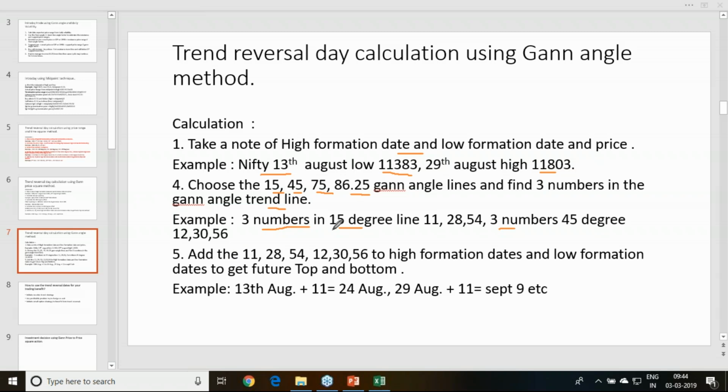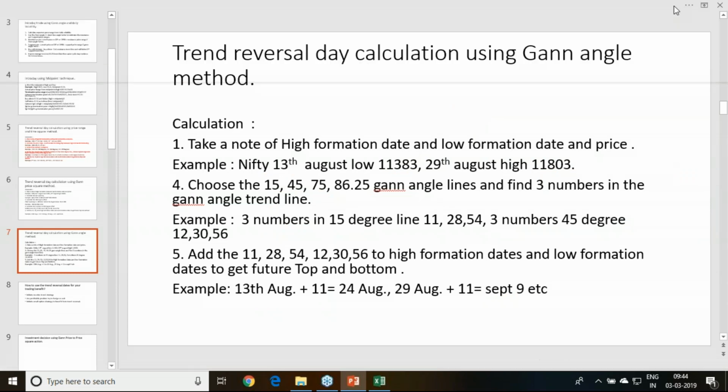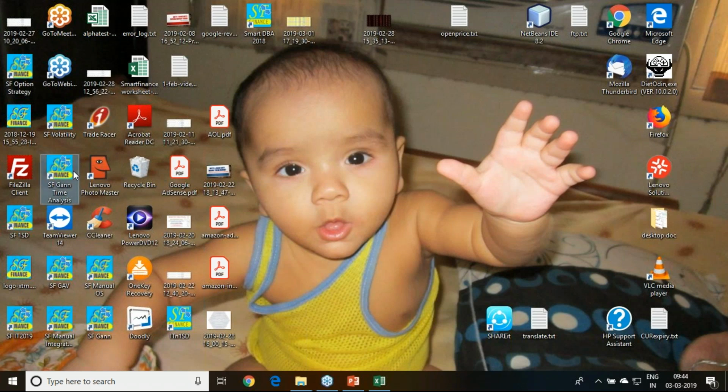Like this way, the same 2 into n formula. Using the 2 into n formula, you just find out. Then add these numbers to the low formation day and high formation day, your job is done. You got the trend reversal date. So this trend reversal date, whatever you are getting, that is as per Gann's trend reversal date, but it is a minor trend reversal date.